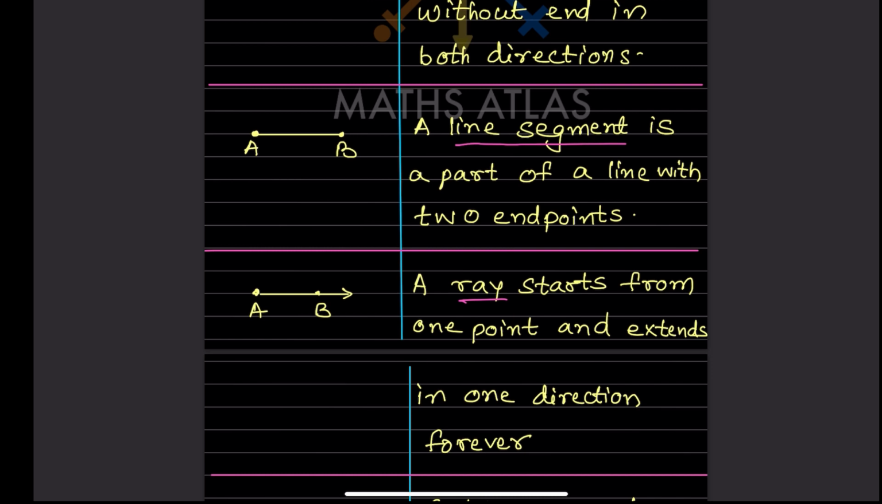Now we can see points here. This is called a line segment. Whenever these are fixed, a line segment is a part of a line with two endpoints. Suppose I say draw a line segment of 5 centimeters. It should be 5 and it should not exceed 5 centimeters. So these two points are fixed, and we have to mark them with dots.